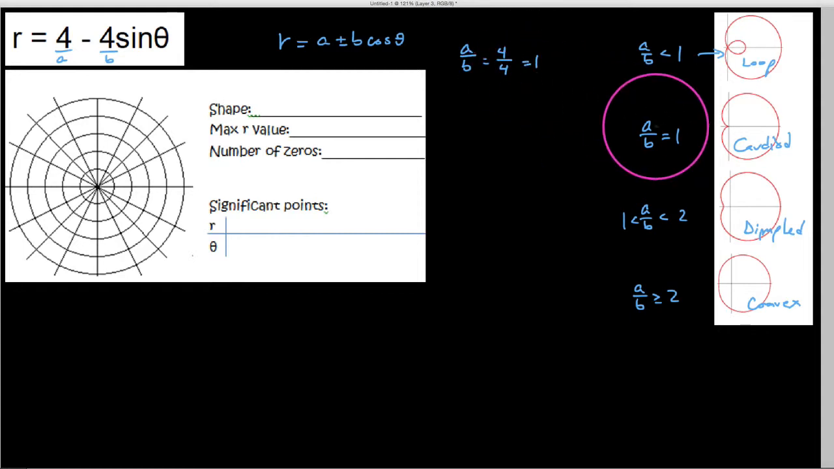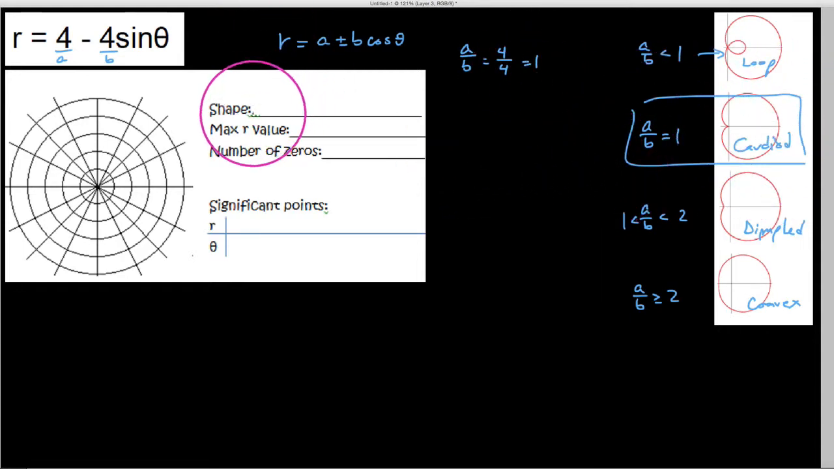I notice in this case, a over b is 4 over 4, which is equal to 1. So we're going to have a cardioid that we're going to be sketching here. It is a limacon of the cardioid type, heart-shaped type. In terms of the maximum r value, you're always going to obtain a maximum r value of a plus b. Here a is 4 and b is 4, so the maximum r value is 4 plus 4, which is 8.